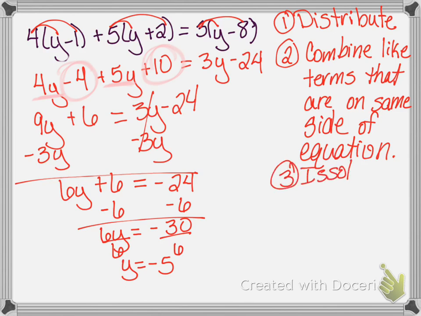So our third step, we isolated the variable. Now, I want to check this, but before I can check it, I need to erase this right here. Is it okay if I erase the steps? That's fine. Okay, I'm erasing the steps.